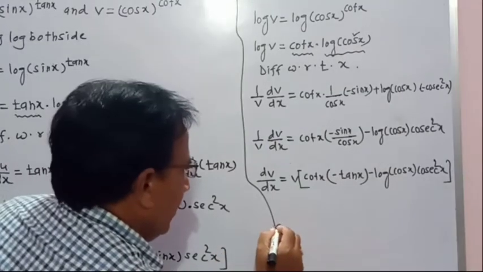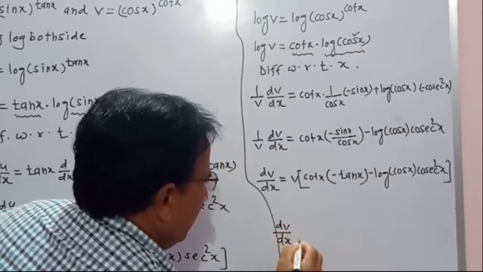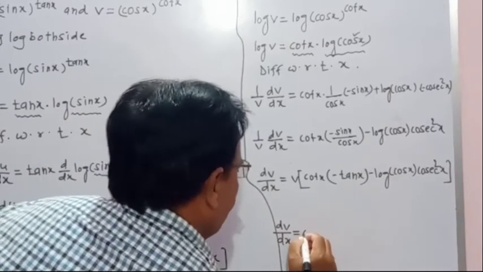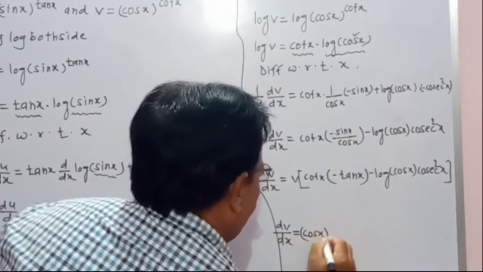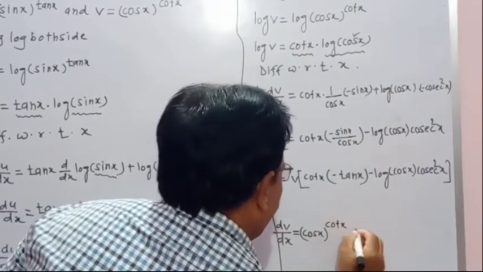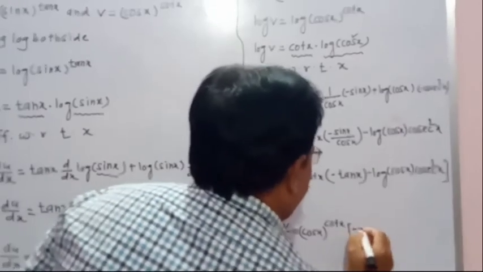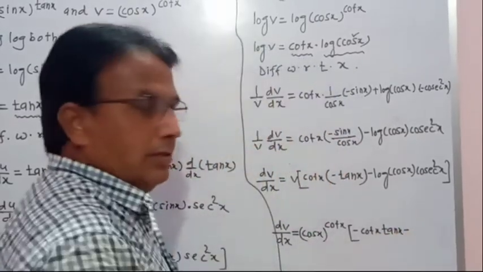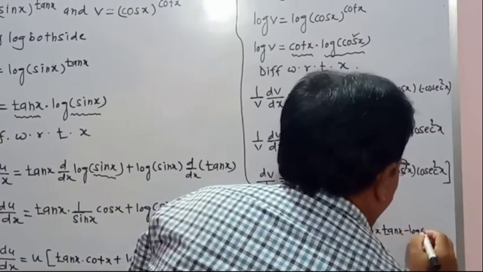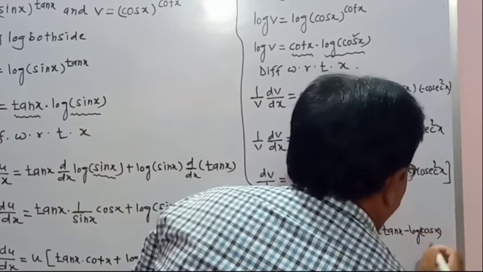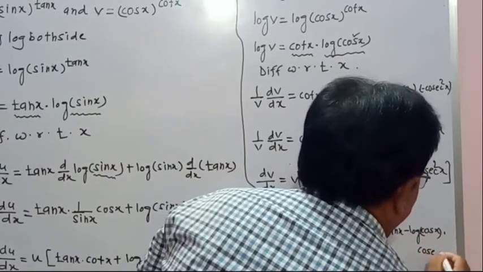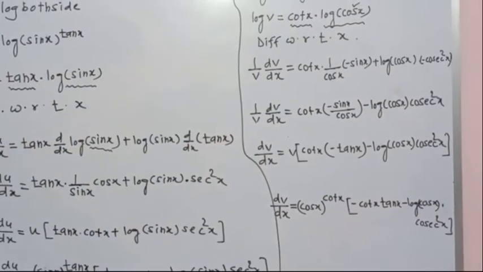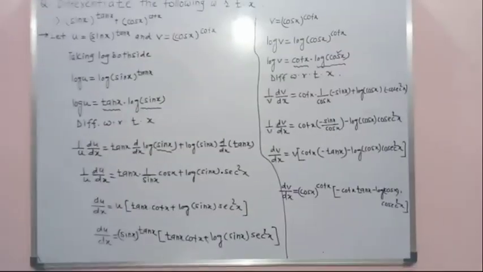Therefore dv by dx equal to, resubstitute the value of v. v is cos x raised to cot x, into minus cot x into tan x minus log of cos x into cosec square x. This is the value of dv by dx.